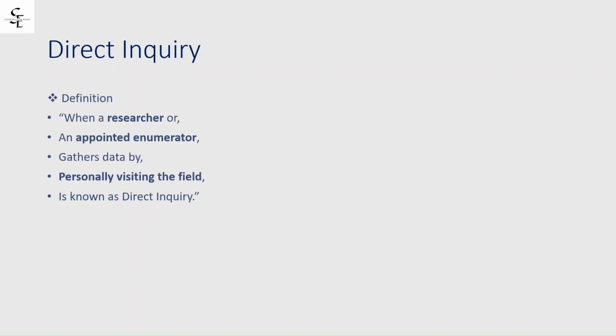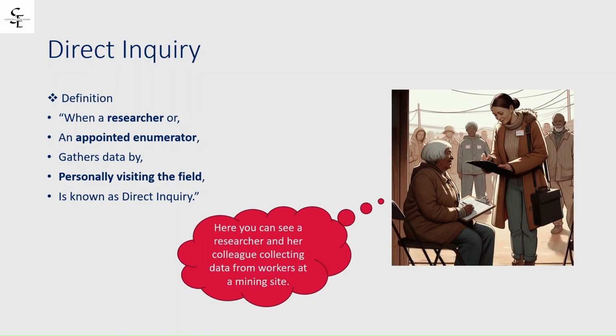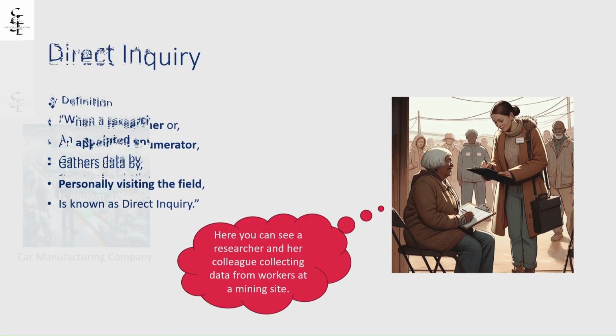Now let's understand what is direct inquiry. When a researcher himself or an appointed enumerator gathers data by personally visiting the field, it is known as direct inquiry. Here you can see a researcher and her colleague collecting data from workers at a mining site. They are conducting a direct inquiry as they are personally visiting the site and gathering the data from each worker directly.